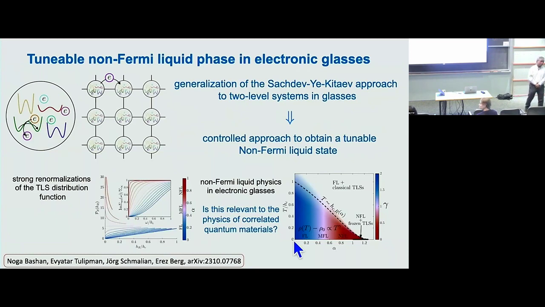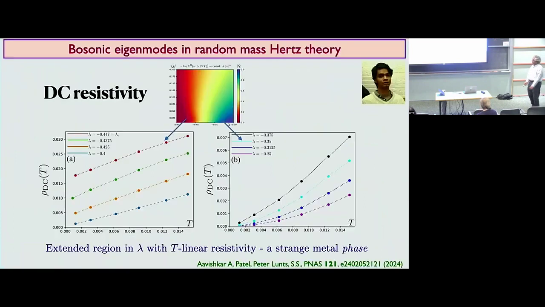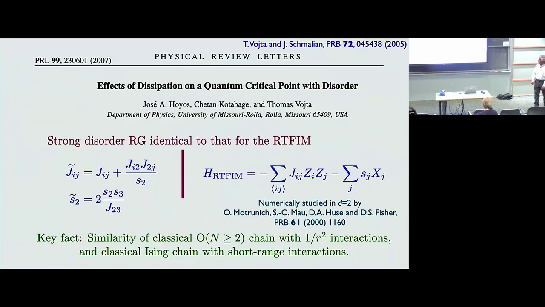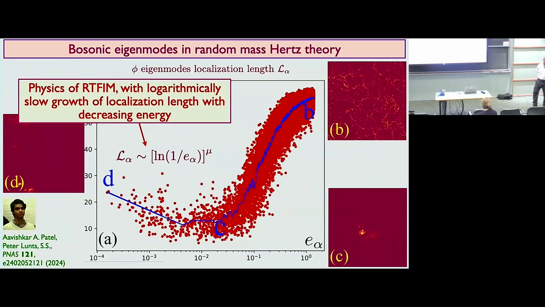So could you go back to the plot where you had the various regimes of the localization? Is the resistivity from scattering off these things different in regime C versus D? Is it already T linear in C? Okay, I'll let Avishkar answer that. I don't know the answer to that. Avishkar? It's linear in both. Okay. All right.